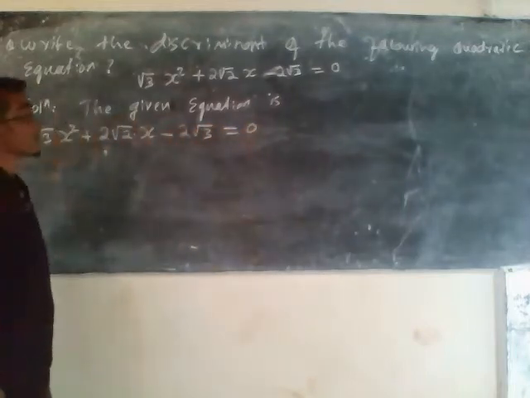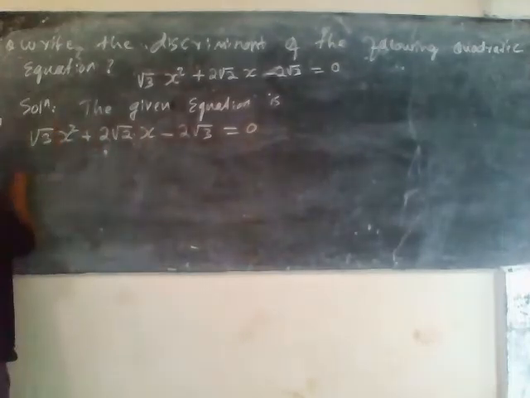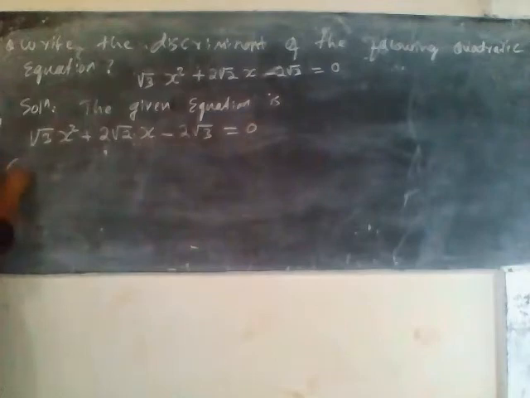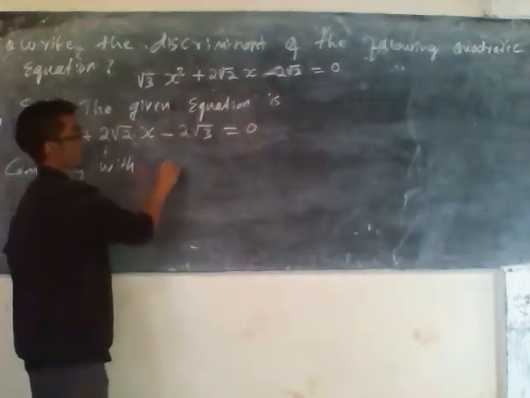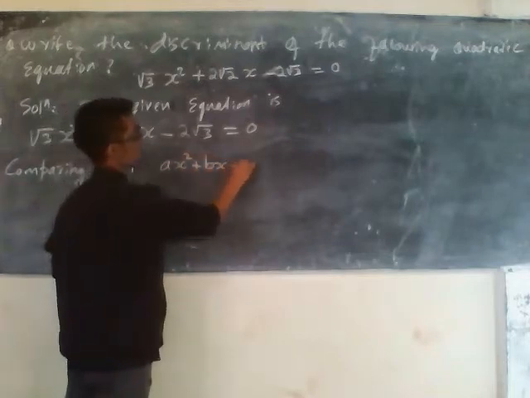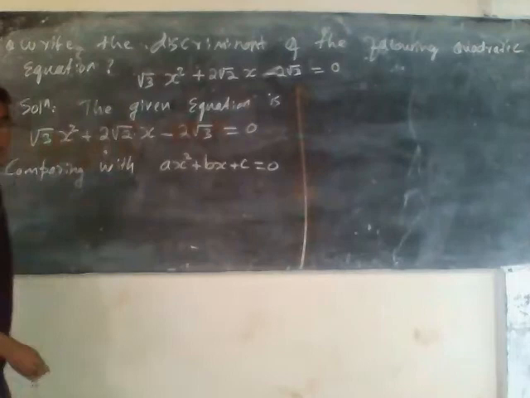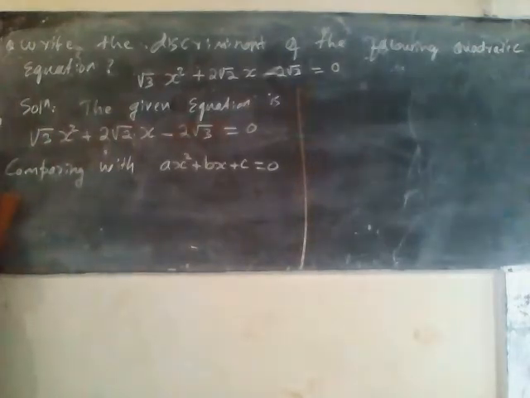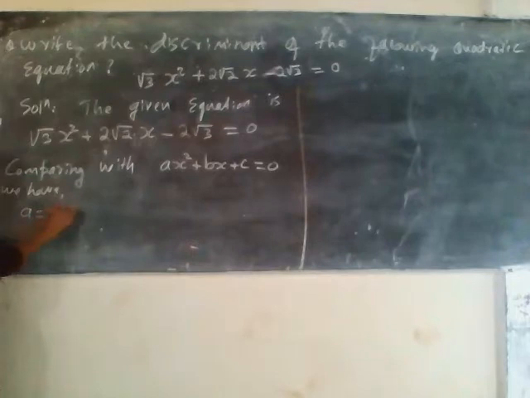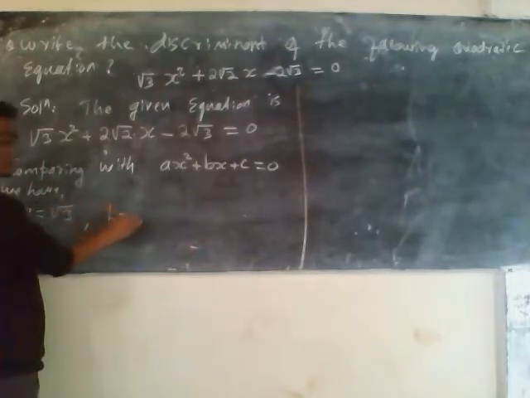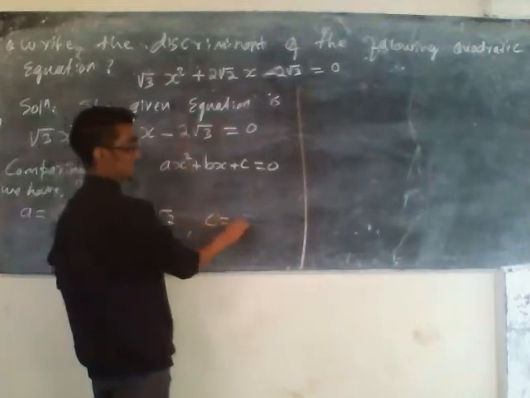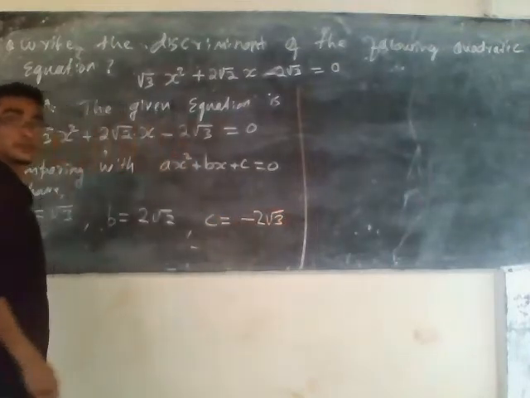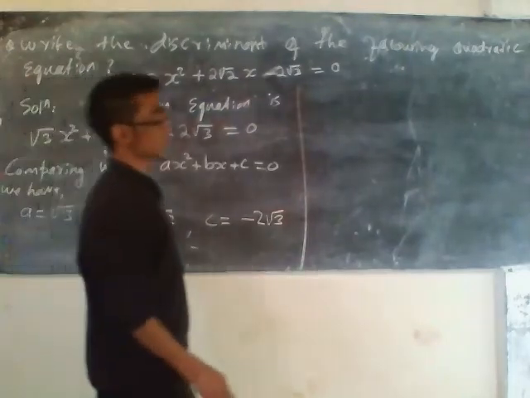This is the given equation. Comparing with the general form of a quadratic equation, a x square plus b x plus c equal to 0, we have a equal to root 3, b equal to 2 root 2, and c equal to minus 2 root 3.